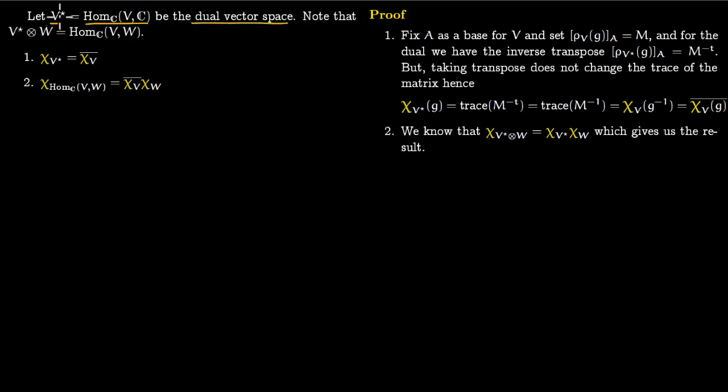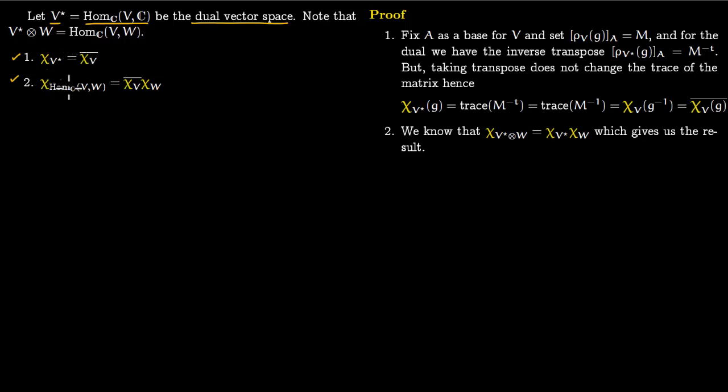And then if you tensor this with W, you get another vector space, which is the set of morphisms from V to W. So two results we need to prove first. First, the character of this dual vector space is the conjugate. Obviously the character lands in complex numbers, so you can take conjugation. So star becomes a conjugate.